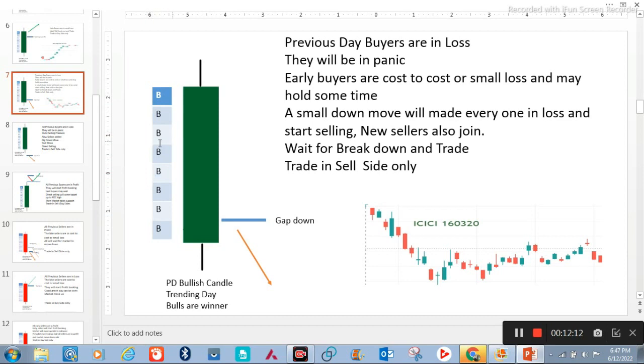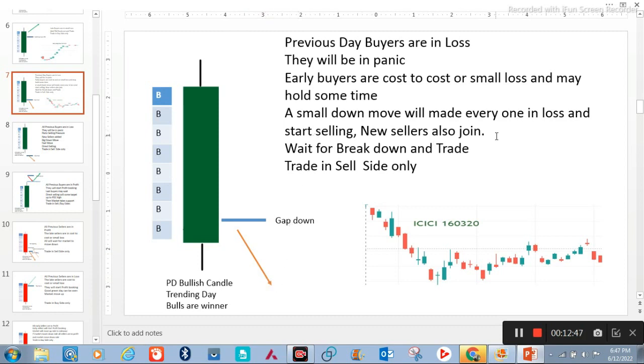When they start loss booking, what happens? The buyers bought here and they start selling at this price. They will sell, and new sellers will also join. If you see the market coming down, some new sellers also join, and that makes the market move downside.